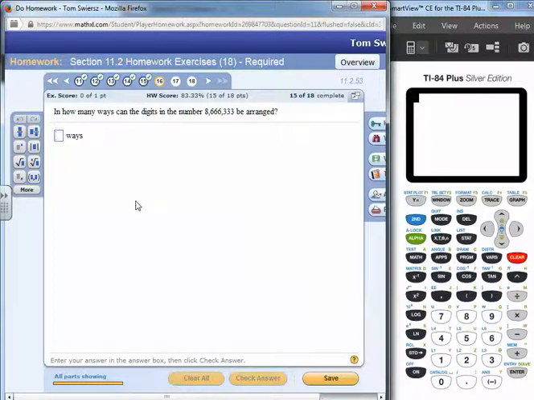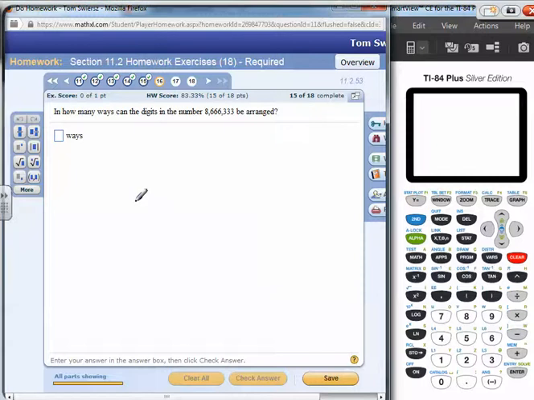Number 16. In how many ways can the digits in the number 8,666,333 be arranged? Now, there's repetition. Instead of letters, there's numbers. So there's 3 6s and 3 3s. Altogether, there are 7 numbers, right? So if they were all different, the answer would be 7 factorial. But we've got duplicates. We've got 3 6s, so we're going to divide by 3 factorial. We also have 3 3s, so we're going to divide by another 3 factorial.